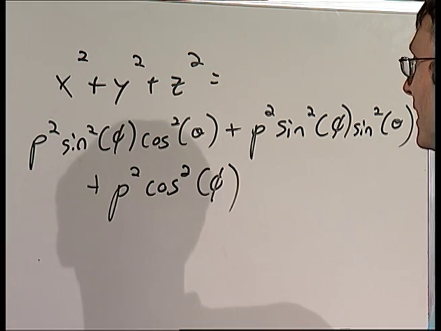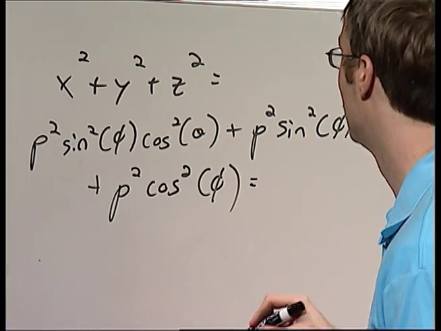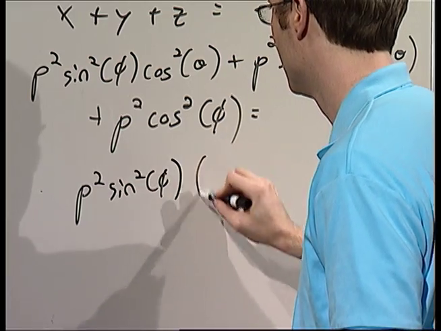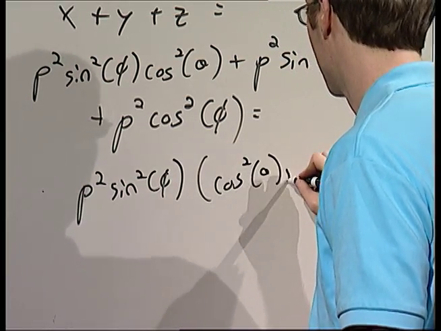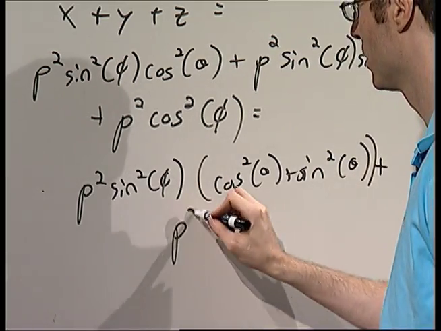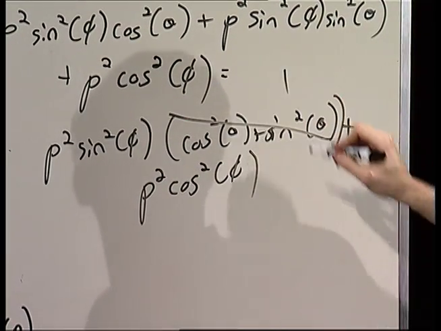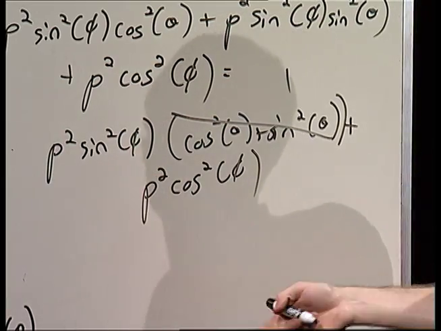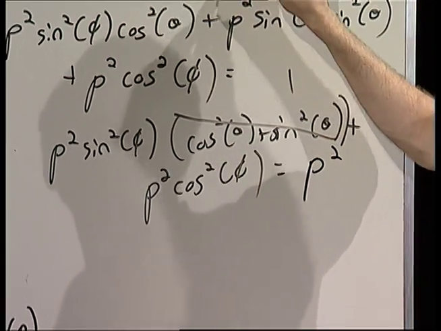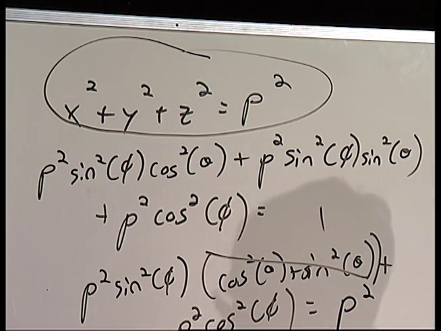And let's see here, out of the first two, you can factor a rho squared sine squared phi, right? And you're left with cosine squared theta plus sine squared theta, and then plus, and here we go, rho squared cosine squared phi. This will cancel to 1, right? Now you've got rho squared sine squared phi plus rho squared cosine squared phi. That is rho squared. So in fact, x squared plus y squared plus z squared is rho squared. Right? That is the equation of a sphere.